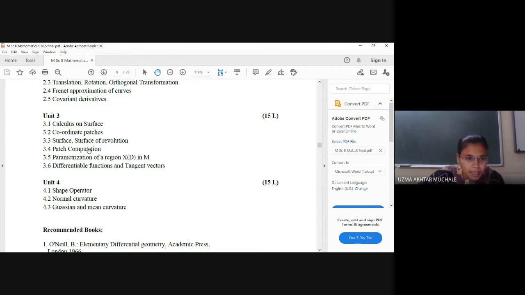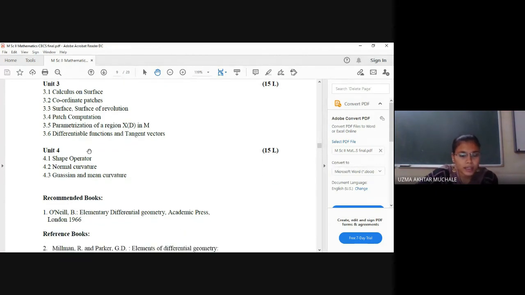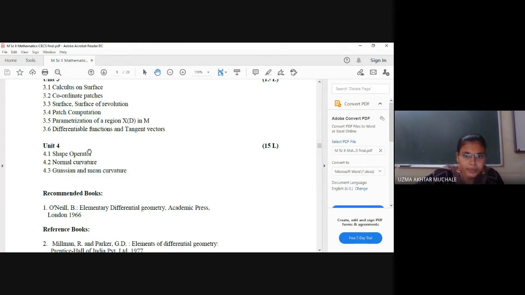Then we have seen parameterization, differentiable functions, and tangent vector. What are the tangent and normal on the surfaces? Because we have seen what is tangent and normal on the curve. Then we have generalized those concepts, and in the last chapter we have seen what is a shape operator, normal curvature, and Gaussian and mean curvature. Okay.